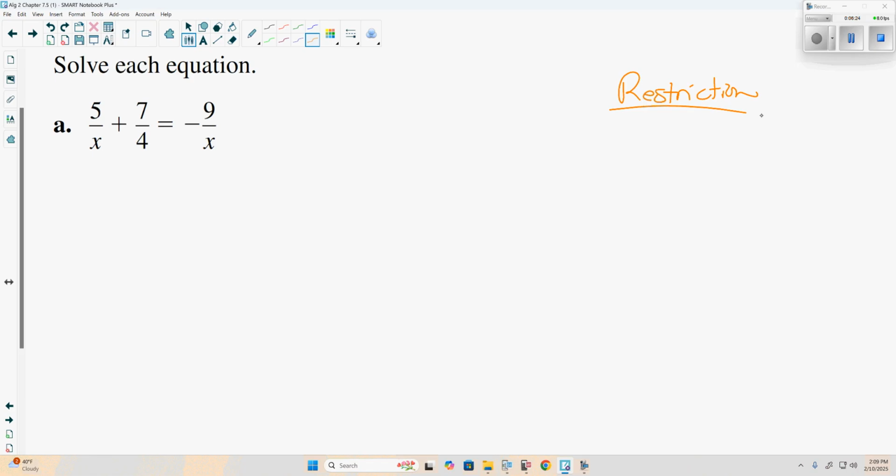Now, the restrictions are places where x could make the bottom 0, where we could have a division by 0. There's only 2 places out of the 3 denominators where we could get a 0 in the bottom of the fraction. And that's our x or x. And x cannot be what? 0. So here it instantly x can't be 0. That's it.